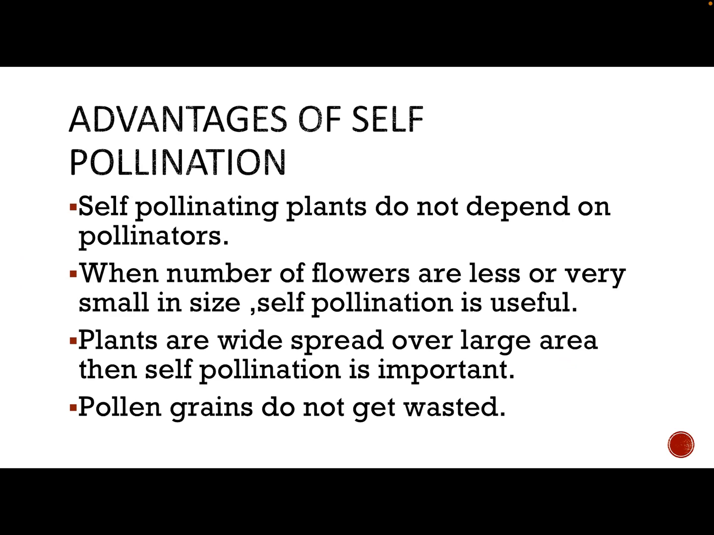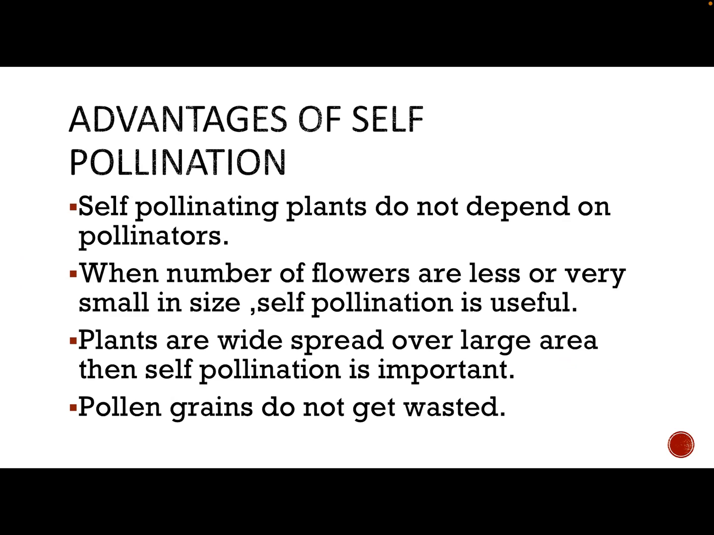The pollen has to go from the anther of the same flower or other flowers of the same plant, so it does not require any pollinator. When the number of flowers is small or the flowers are very small in size, self pollination is useful. In those plants where flower numbers are very few or the flowers are very small, the pollinators cannot see them or will not visit the flower. So this method is very useful in those types of flowers.